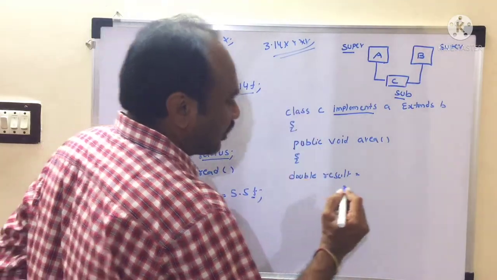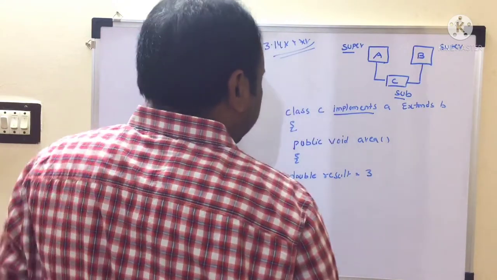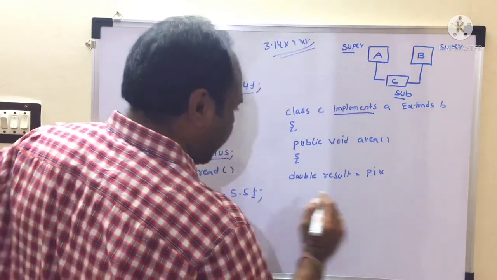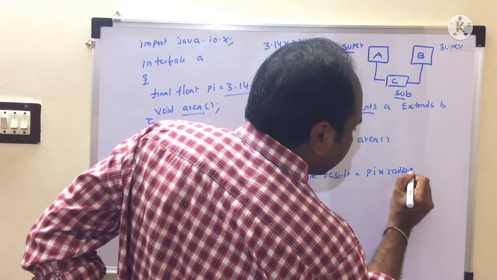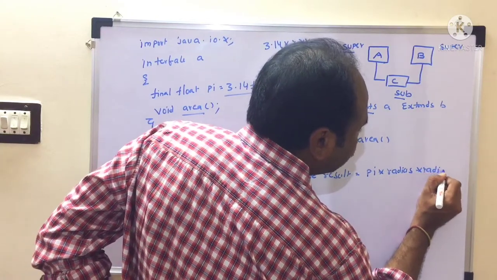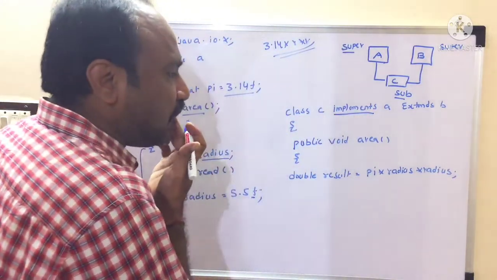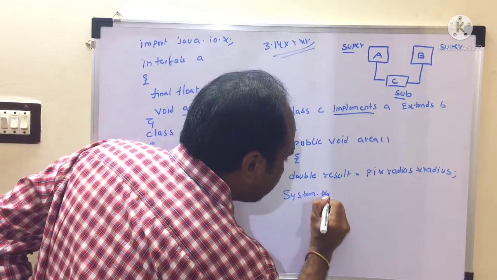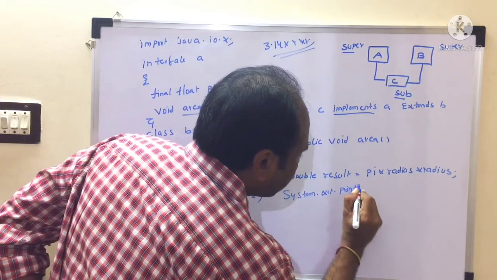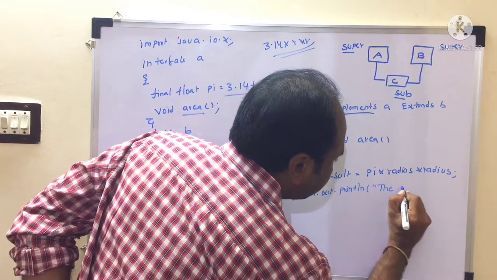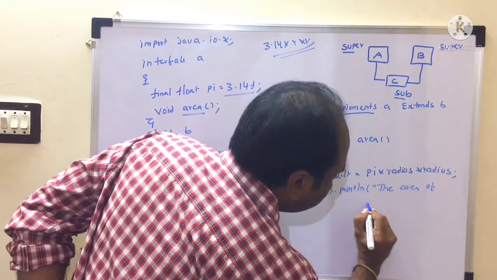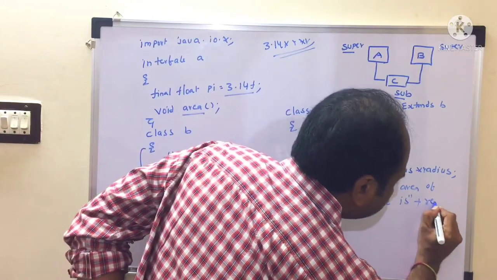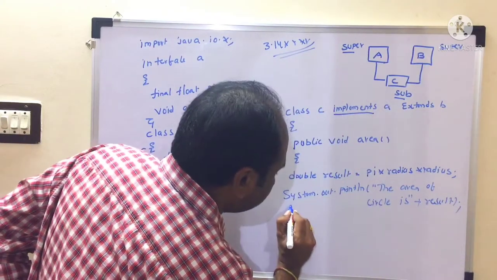The formula for calculating area of circle is pi into r. 3.14 is stored under the name pi. Radius is stored under the name radius, into radius. In mathematics you can write radius square, but in the program, to write radius square, it means radius into radius. System.out.println, the area of circle is, in double quotes, plus the name result, to print the value. This close.